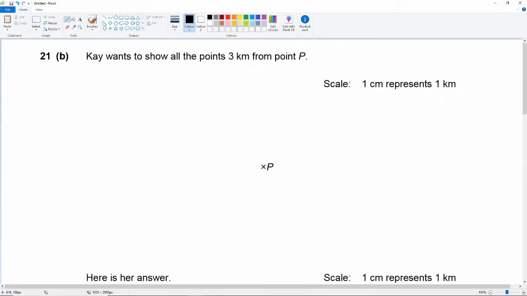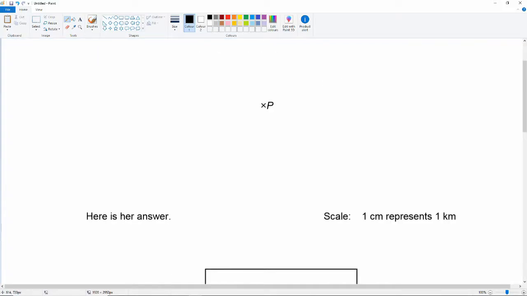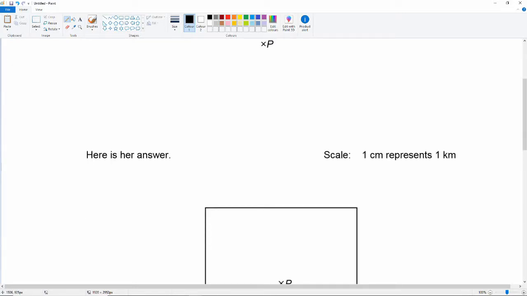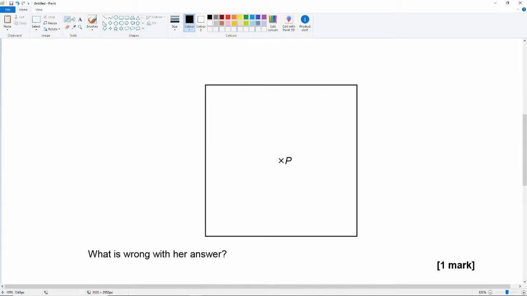In 21b, it says K wants to show all the points 3 kilometers from point P. The scale is 1 centimeter represents 1 kilometer. Okay, so here's her answer. Again, she's got a scale 1 centimeter represents 1 kilometer.